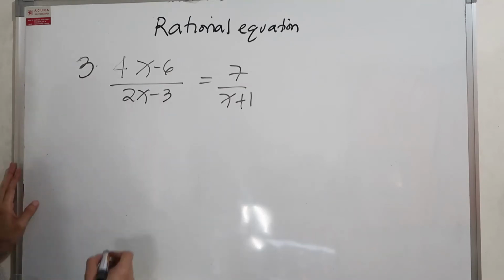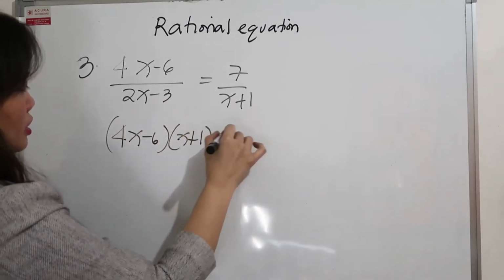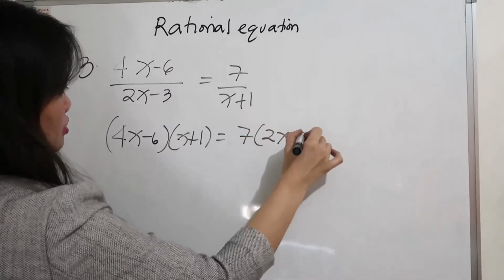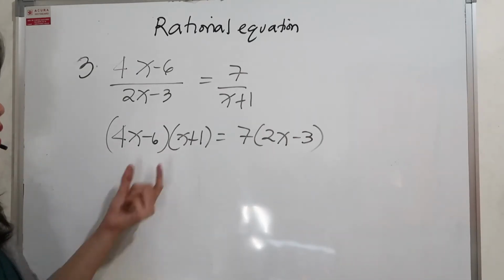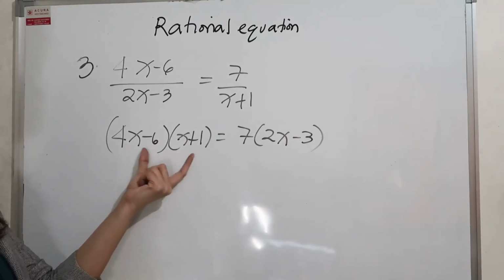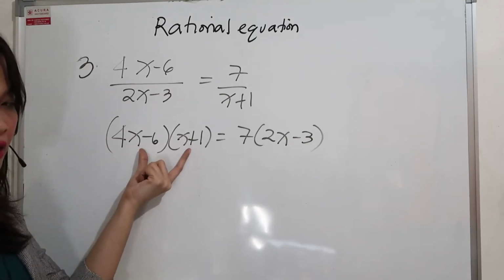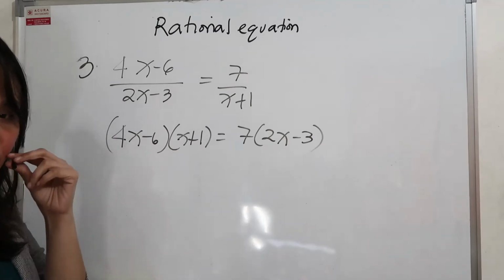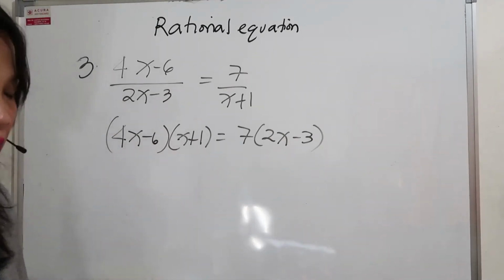So we have 4x minus 6 multiplied by x plus 1 is equal to 7 multiplied by 2x minus 3. Then what's next? Get the product of two binomials. So how do we get the product of two binomials?